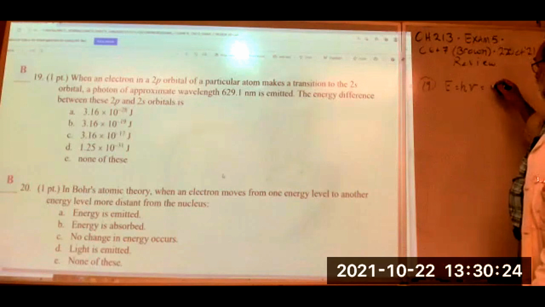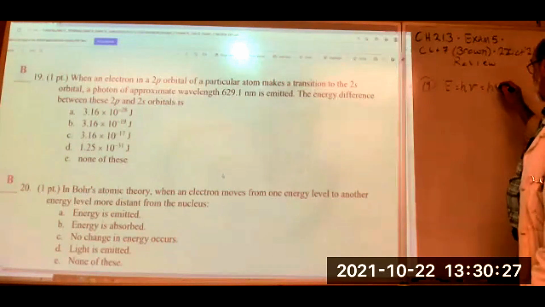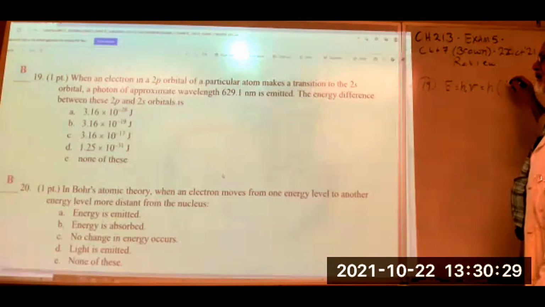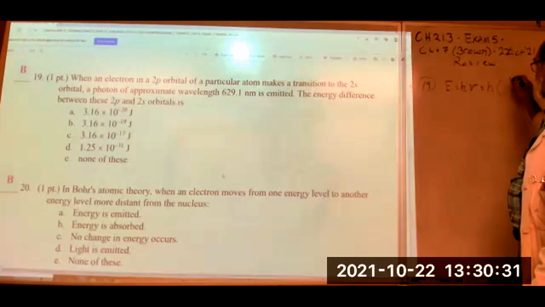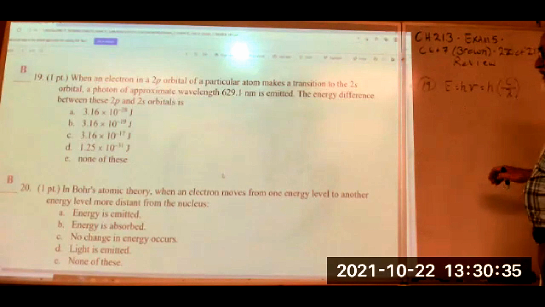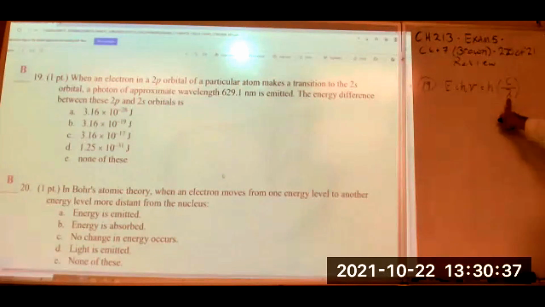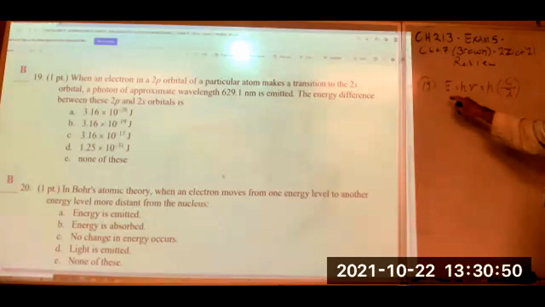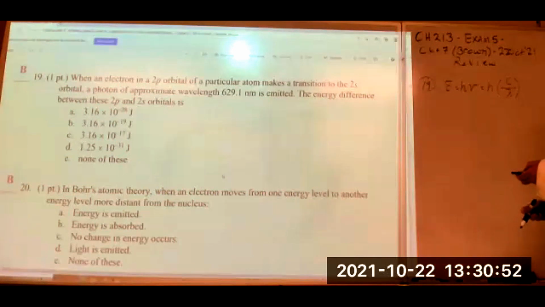or like the transition we did before, H times C divided by wavelength. Okay. So we just convert this to meters, 6.291 times 10 to the minus 7 meters. And that's your speed of light. This is your Planck's constant. That gives you your energy. Should be this one right here.